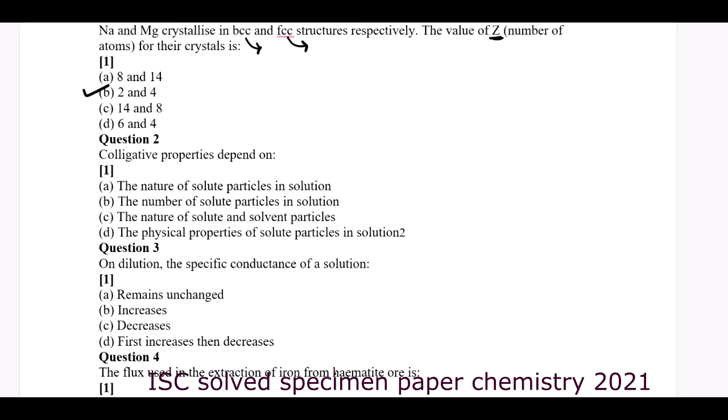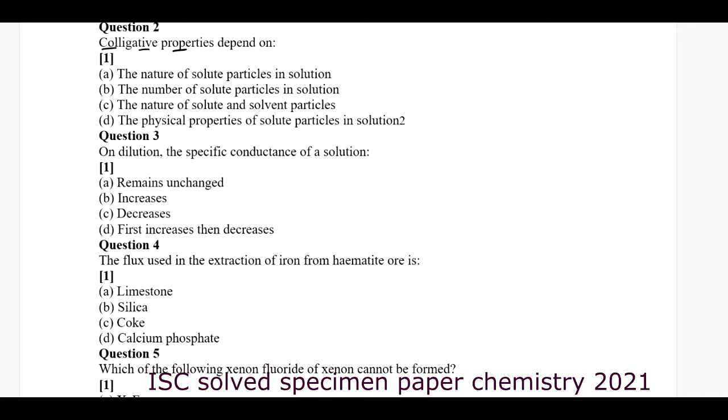Then, colligative property depends on... now see, from the definition of colligative property, you will not skip the definitions. Definitions are also very important. From the definition of colligative property, we know it depends upon the number of solute particles. Even if you don't know the definition, you can still answer it, because for depression of freezing point or elevation of boiling point, everything depends on the mole fraction, that means the number of solute particles. So colligative property depends on the number of solute particles, neither on the nature nor the physical property.